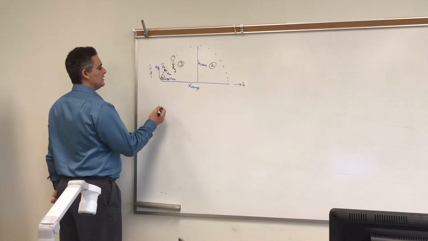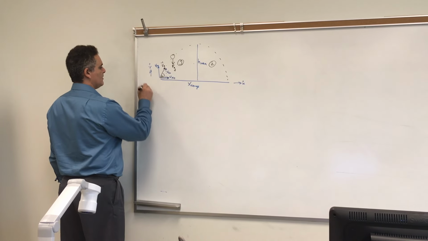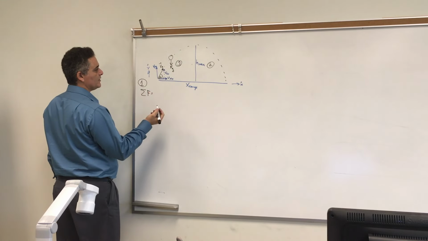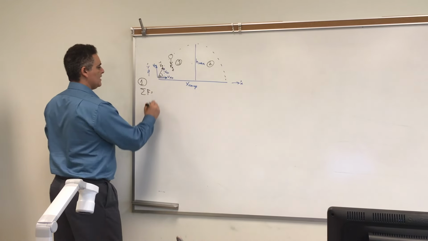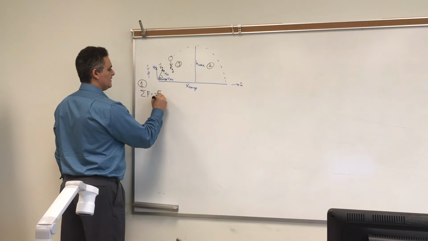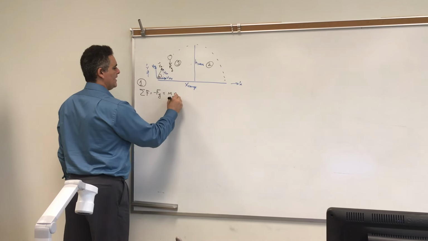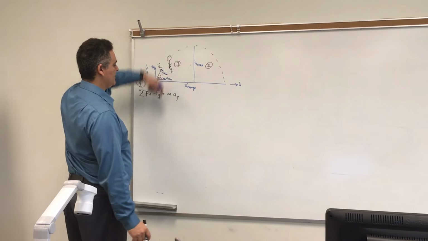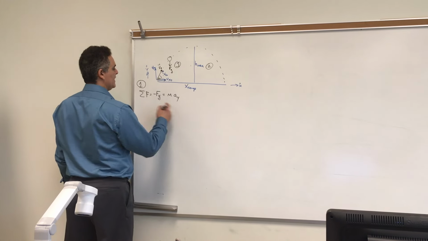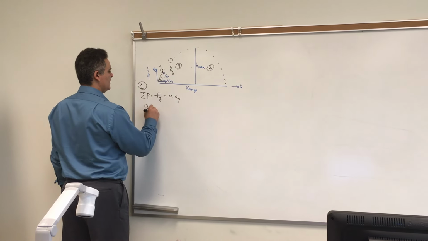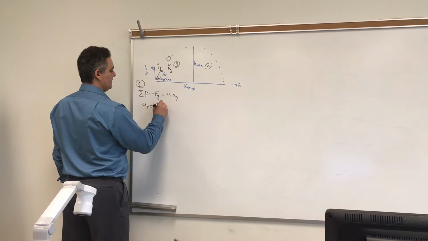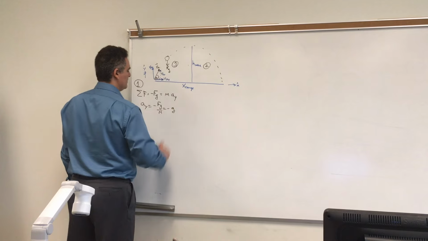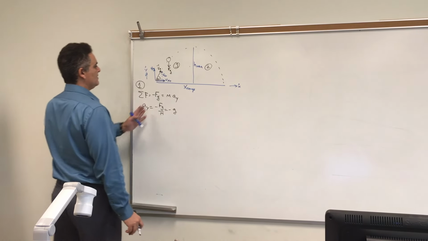So then we can move to the sum of forces for part one. Forces in this case is going to be what? It's only force of gravity. We're going up, but force of gravity is down, so it's going to be minus Fg equals may, because we're talking about acceleration in the y direction. So that means that ay equals minus Fg over m, which equals minus g. Great. So that's in the y direction.